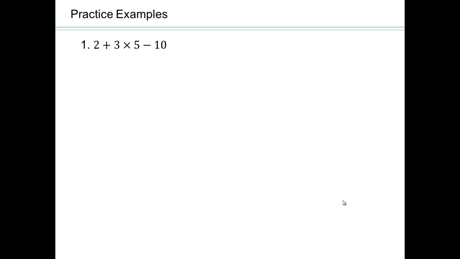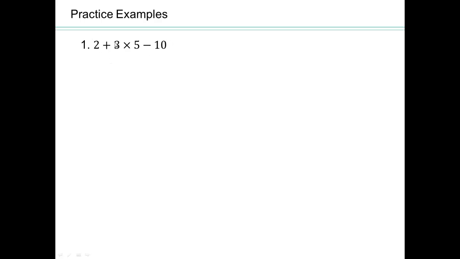So let's take some examples. Remember, it's important to have this convention because otherwise, how do you know whether you do 2 plus 3 first or whether you do 3 times 5 first? So remember what we said: left to right first, there are no parentheses. So now the next thing you do is multiplication and division. So read left to right and do all the multiplication and division as they appear first.